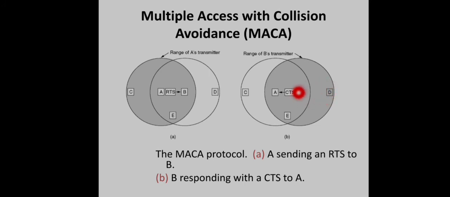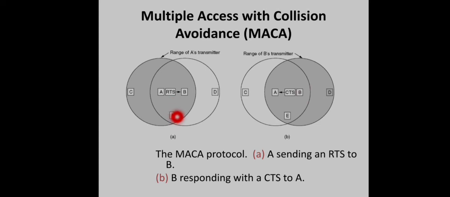Otherwise, if there is no such CTS, what happens? D also senses the channel as free and will transmit to B. So the data frames from A and D might have collided. So both the hidden node and exposed node problems are solved here.